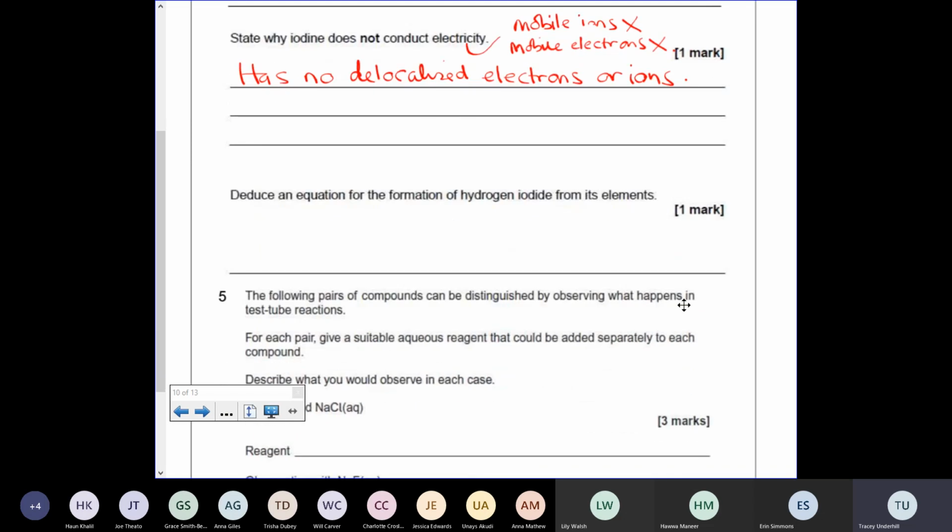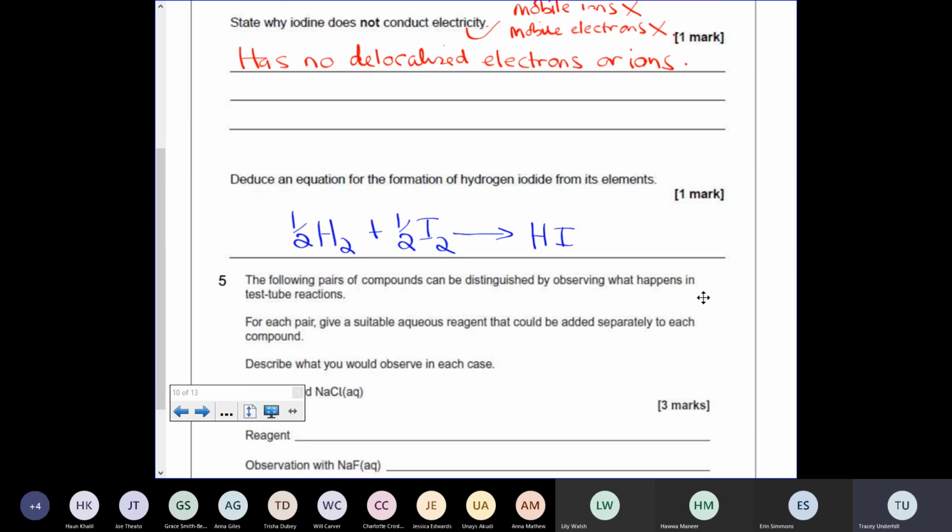Deduce an equation for the formation of hydrogen iodide from its elements. Should be okay. So we're making hydrogen iodide from its elements, so we need an H and an I. Remembering that hydrogen is diatomic, so we'll need half of one of those and half of one of the I2s as well, because they're diatomic. Really straightforward that.